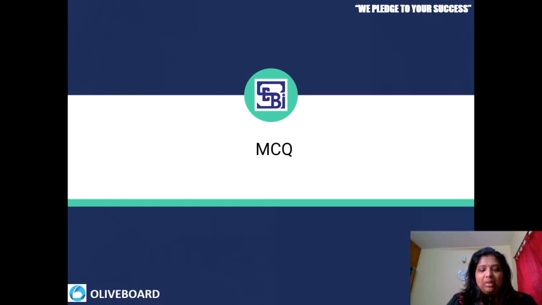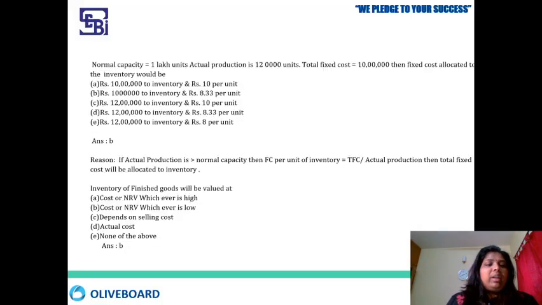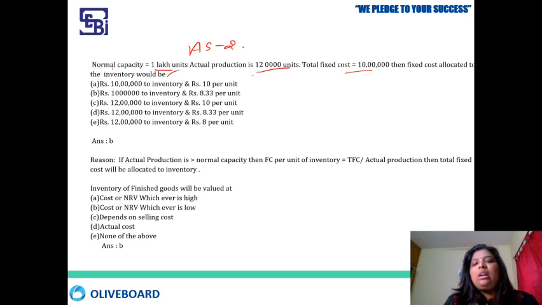All right. So now next first question we are going into this one. Now see, this question is from AS2, Accounting Standard 2. I'll read the question. You will understand that. Normal capacity is 1 lakh units. That is, a machinery can produce at a normal capacity of 1 lakh. Actual production is 1 lakh 20,000 and the total fixed cost is 10 lakh, and the fixed cost allocated to the inventory would be. So now the question is how much the fixed cost will be apportioned to each unit.